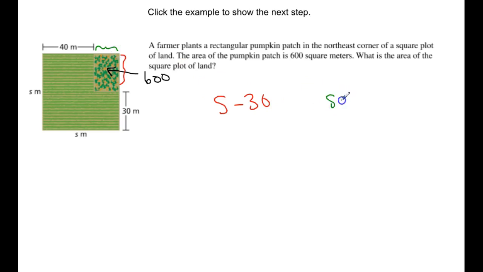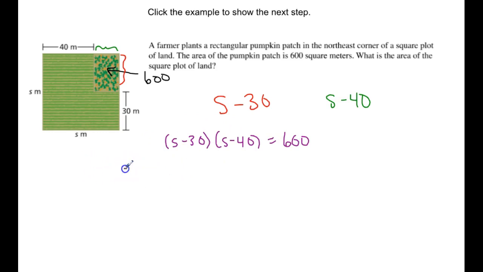This is going to be an s minus 40. Okay, so I see that this is going to be here. Well, and so now I was told what this area was, and I know to find the area of a rectangle, I multiply the two sides together, and it equals whatever I was told. And here I was told it's 600 square meters.